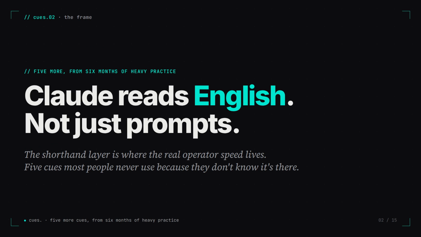5 more cues from 6 months of heavy practice. Each one a piece of shorthand Claude reads that most people never use because they don't know it is there. The frame is the same as last time. Claude reads English, not just prompts. The shorthand layer is where the real operator speed lives.